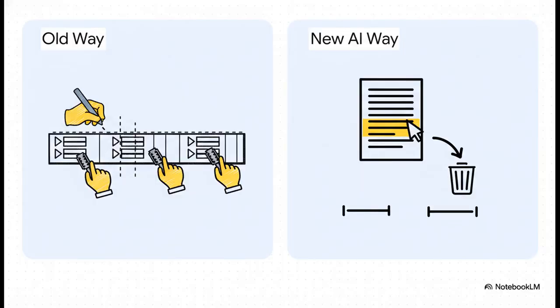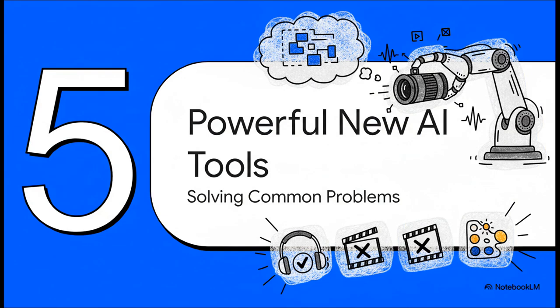Speed. So much speed. No more listening, stopping, cutting, listening again. You just read the transcript, highlight the parts you don't want, and hit delete. The cut is instantly made on your timeline. It's an insanely fast way to work. But wait, there's more. Text-based editing is just scratching the surface.